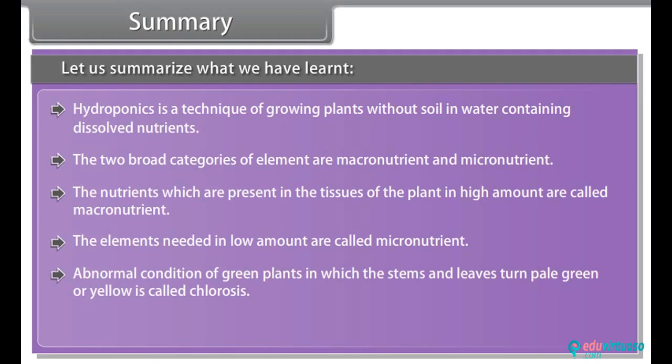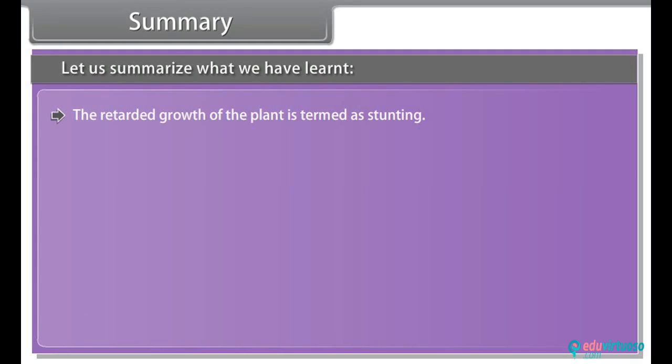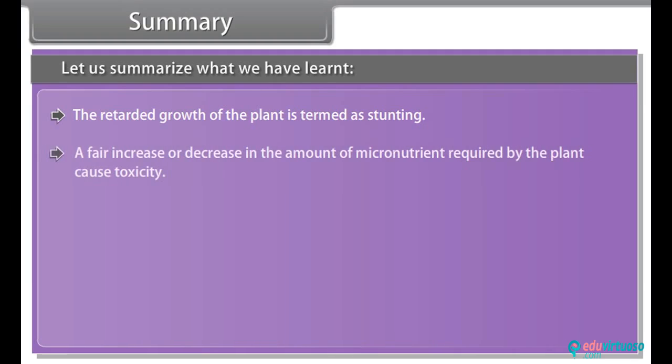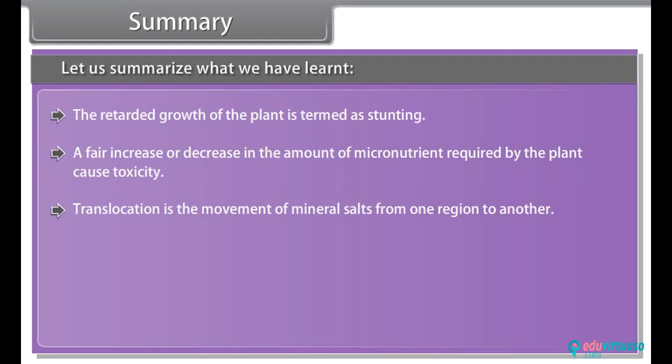An abnormal condition of green plants in which the stems and leaves turn pale green or yellow is called chlorosis. The localized death of tissue of leaves is called necrosis. The retarded growth of the plant is termed stunting. A fair increase or decrease in the amount of micronutrient required by the plant causes toxicity. Translocation is the movement of mineral salts from one region to another.